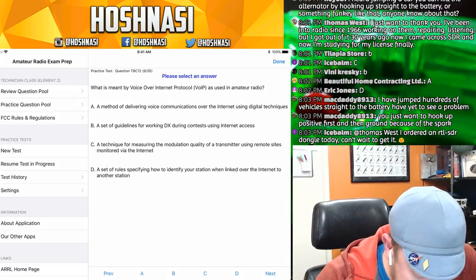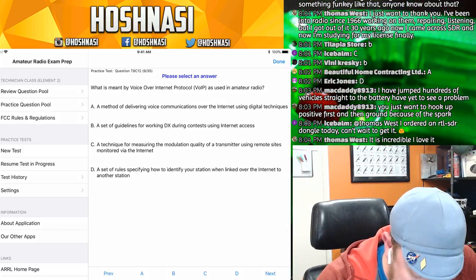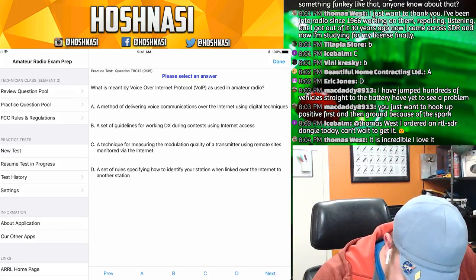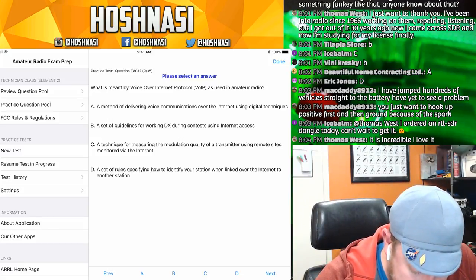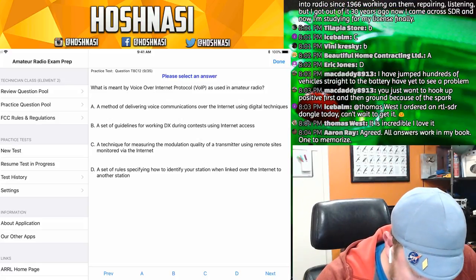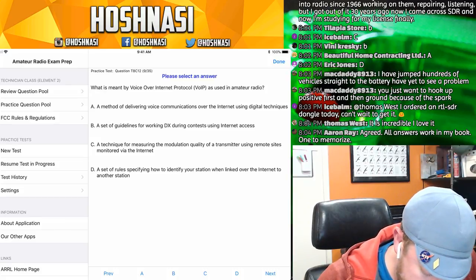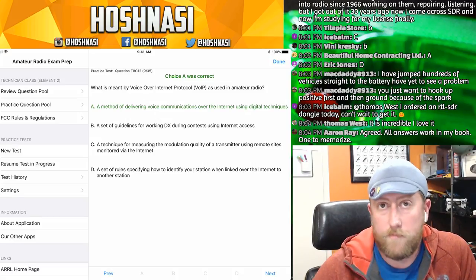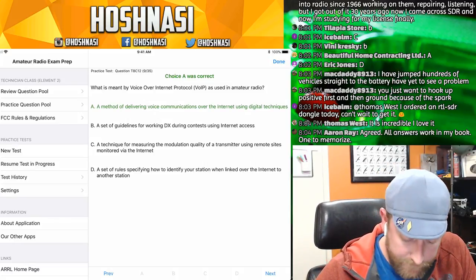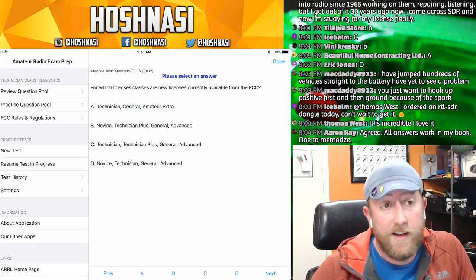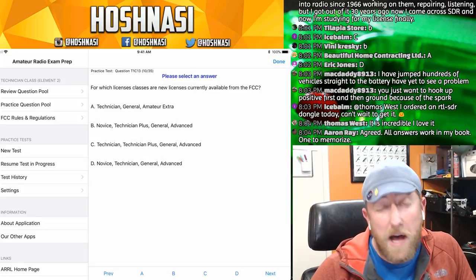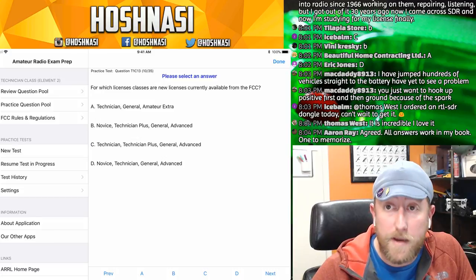Okay. What is meant by voice over internet protocol as used in amateur radio? A method of delivering voice communications over the internet using digital frequencies. A set of guidelines for working DX during contest. Nope. A technique for measuring the modulation quality of a transmitter. Nope. A set of rules specifying... it's A. Okay. VoIP, right? Voice over internet protocol. Yeah, that last one was good to remember. I'm glad we worked through it. Multimode is good for weak signal because it implies you can do CW or single sideband.